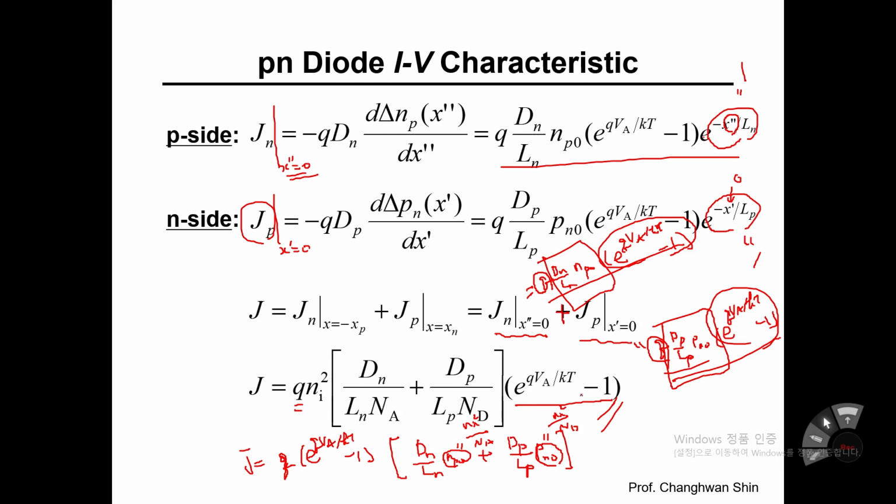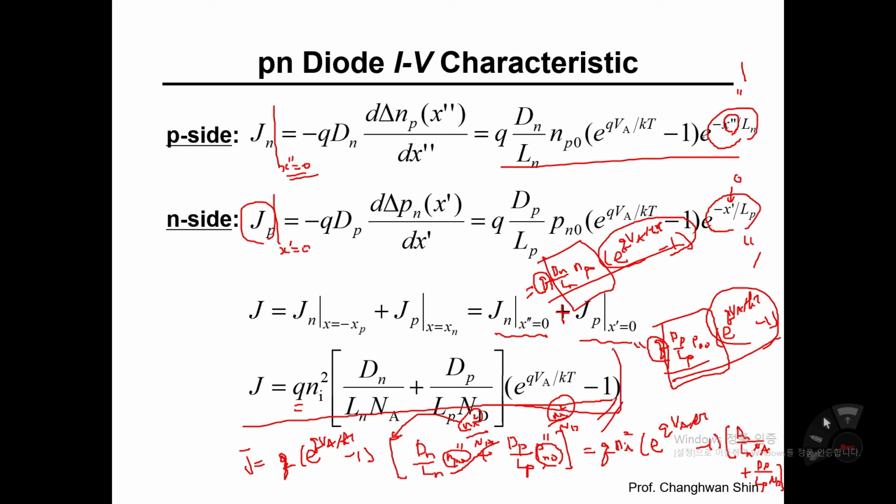There we go. And np naught is ni squared over Na. pn naught is ni squared over Nd. So now, q and ni squared are common, so let's take them out. So q times ni squared and exponential qVa over kT minus 1, and the left one is Dn over Ln Na plus Dp over Lp Nd. Okay, so now we got the diode equation, this.